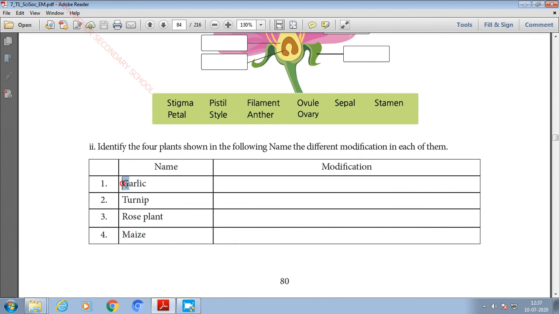So once again I'll repeat the answer. Garlic, underground stem modification. Turnip, taproot modification used for storage of food. Rose plant, stem used for vegetative propagation or asexual reproduction by cutting. And maize, stilt root for mechanical support.